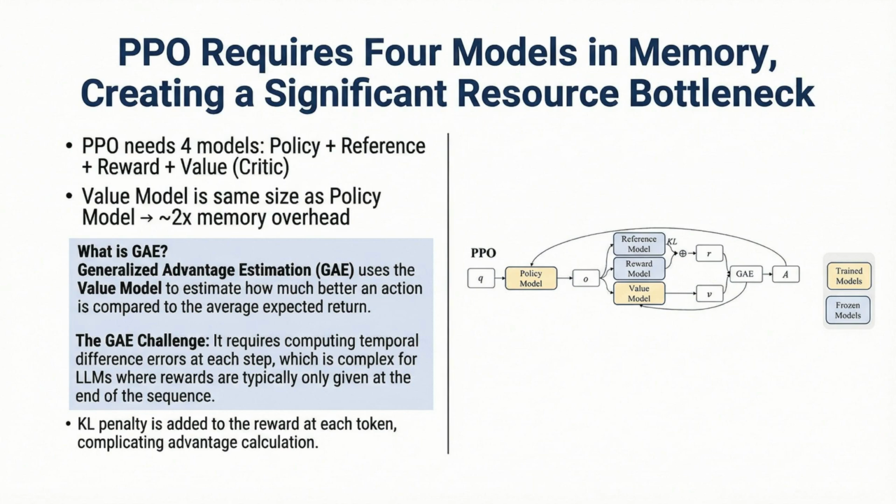Now here is the problem. The value model is typically the same size as the policy model. So if your policy is a 7B model, you need another 7B model just for the critic. That is a huge memory burden.